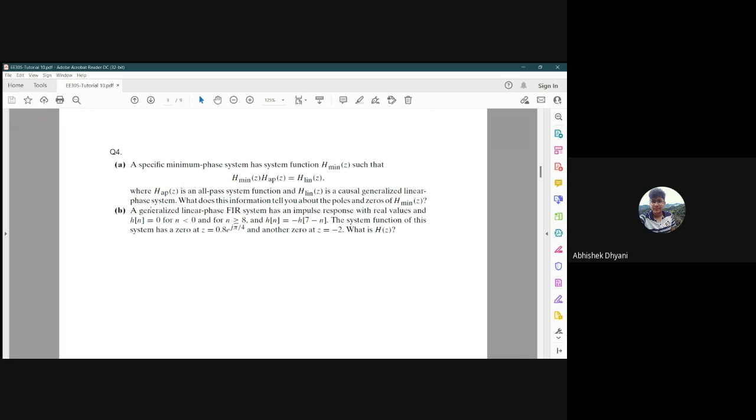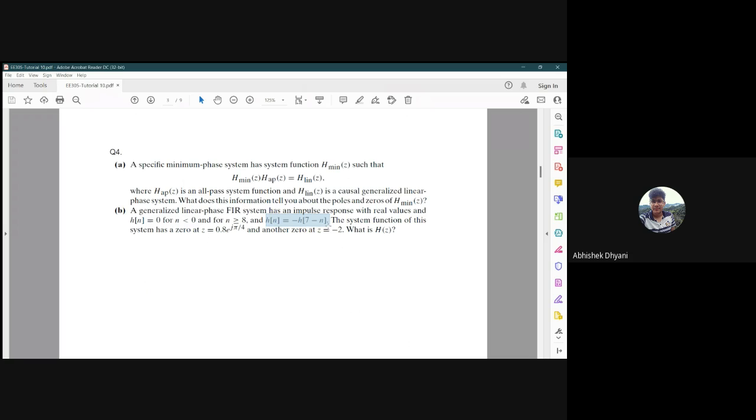In this case, we have been given a generalized linear phase FIR system. Its impulse response with real values is such that h[n] is equal to 0 for n less than 0 and for n greater than or equal to 8. So that means that h[n] exists between 0 to 8. And this is the impulse function.